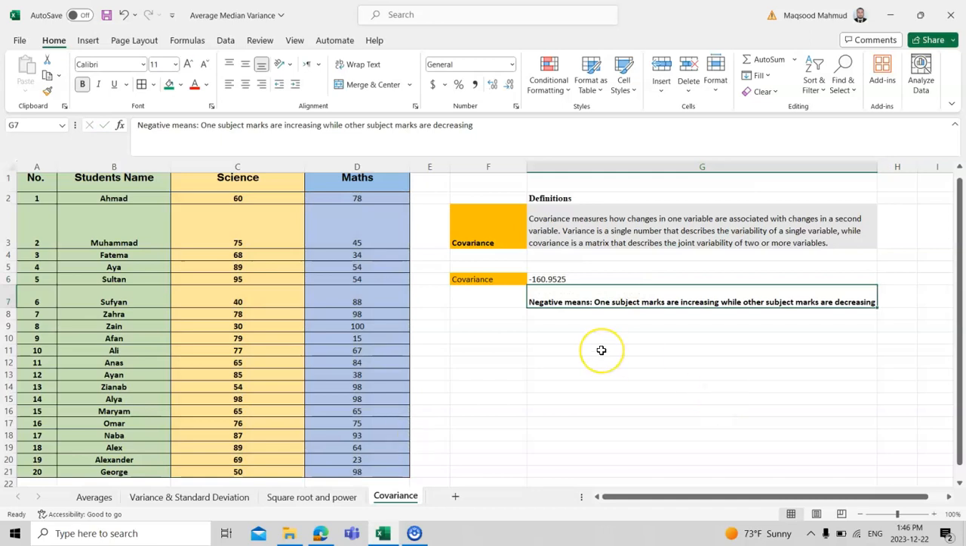So we see here the output of covariance is negative. Why? It means that if one subject's marks are increasing, the other subject's marks are decreasing. I hope you understand the concept of covariance, when to use covariance and when to use variance. Thank you very much and see you in the next video.